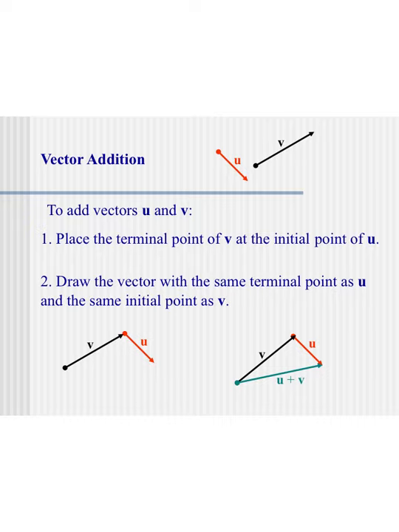So just to recap here, I'm going to draw v. When v stops, I'm going to draw u. And then I'm going to connect the two, so initial point of v to the terminal point of u, to finish getting my final vector.